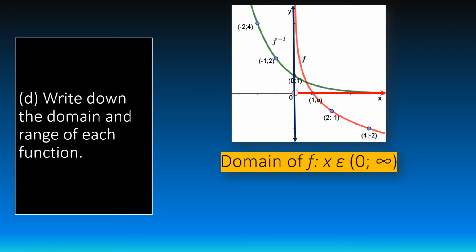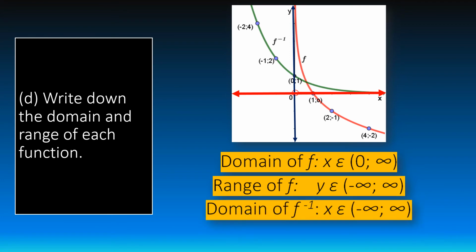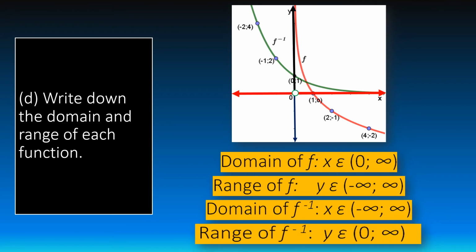Now the range, that's the y value of f, starting from minus infinity to infinity. Again, the domain of f inverse, that's also minus infinity to infinity. Now finally, the range of f inverse, starting from 0, 0 not included. So these are the answers.